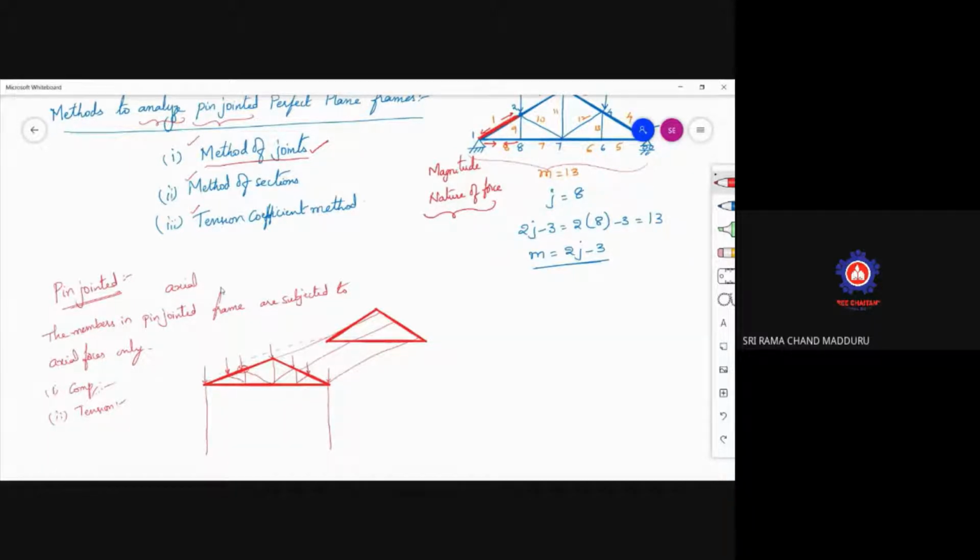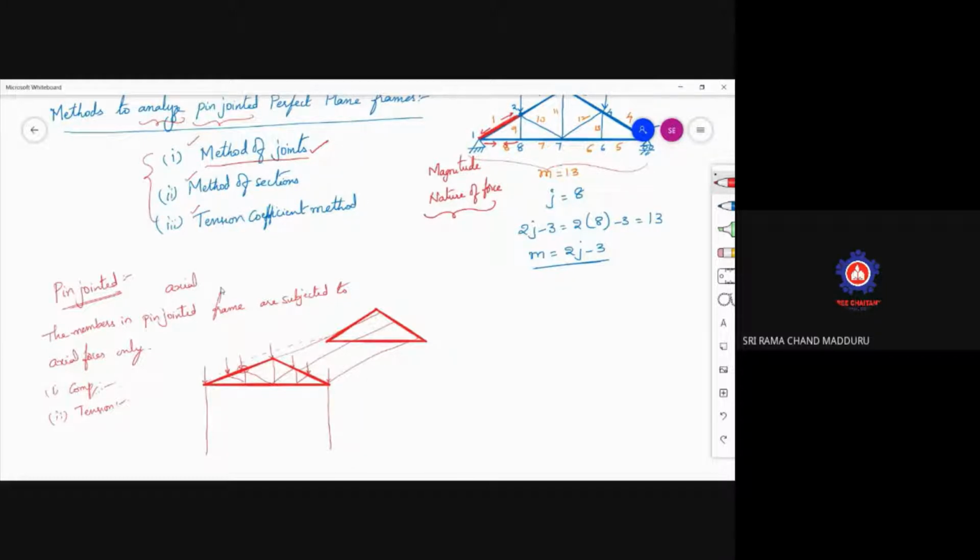It will not be subjected to any bending moment. It will not be subjected to any shear force. So these pin jointed frames are subjected to only compression and tension. That's it. There is no other force acting on this. Now to analyze these pin jointed perfect frames, we are taking the help of three methods.